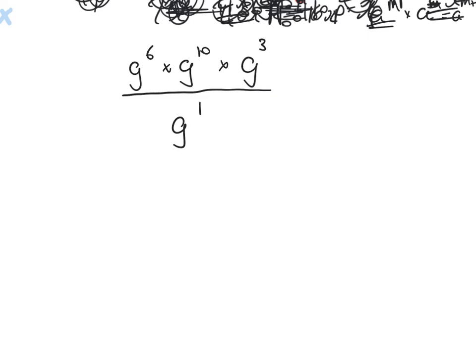Example 3, g to the 6 times g to the 10 times g cubed over g to the 15. First move up top, let's do the adding the powers bit for the multiplication. 6 plus 10 plus 3, that's g to the 19. G to the 19 divided by g to the 15. Now I do the subtraction. 19 take away 15, that's 4, g to the 4.